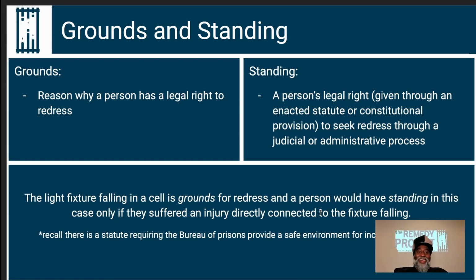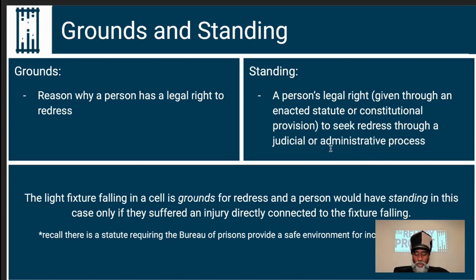All right, here's what we got: grounds versus standing. Right, grounds versus standing. And what do we have here? What do students have here for you? Say, reason why a person has a legal right to redress. Okay, it says standing: a person's legal right given through an enacted statute or constitutional provision to seek redress through a judicial and an administrative process.